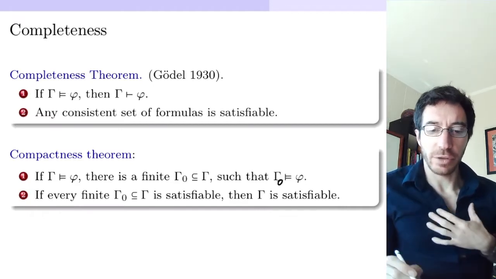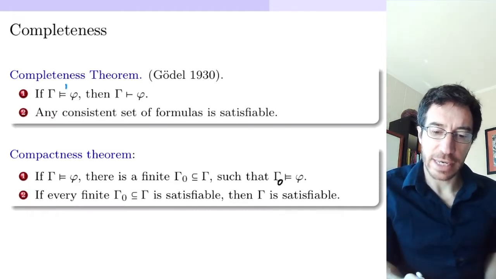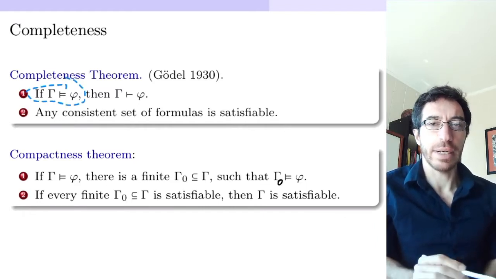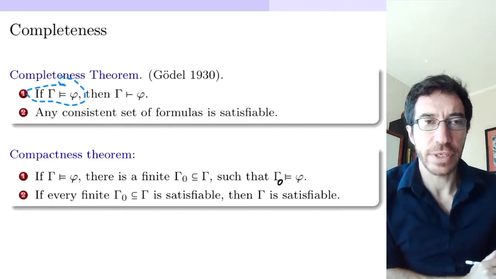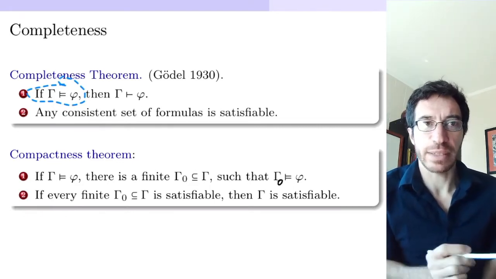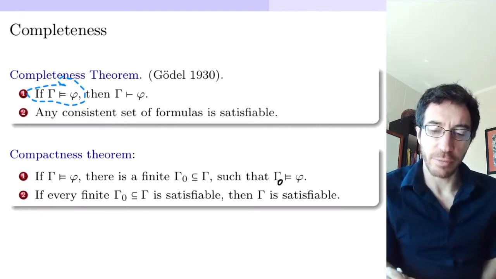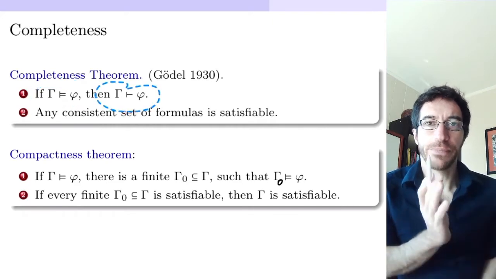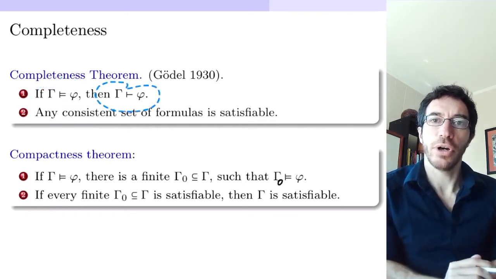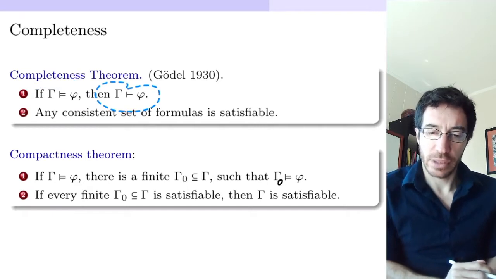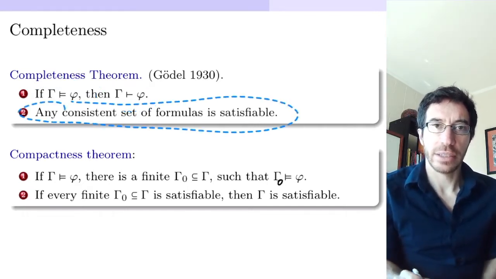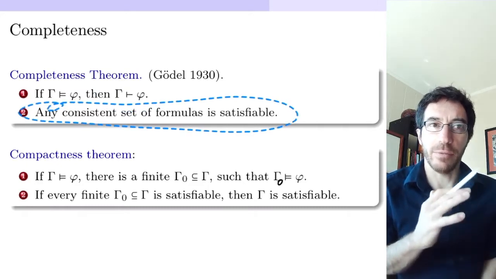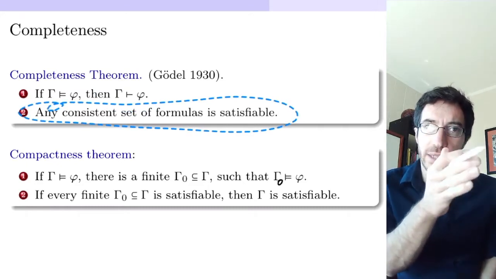So let me remind you, completeness is the theorem that said that if a set of sentences gamma logically implies a sentence phi, in the sense that every model of gamma is a model of phi, then there is a formal finitary deduction of phi from gamma. And we show that's equivalent to saying that any consistent set of formulas is satisfiable, and we are trying to prove completeness that way.